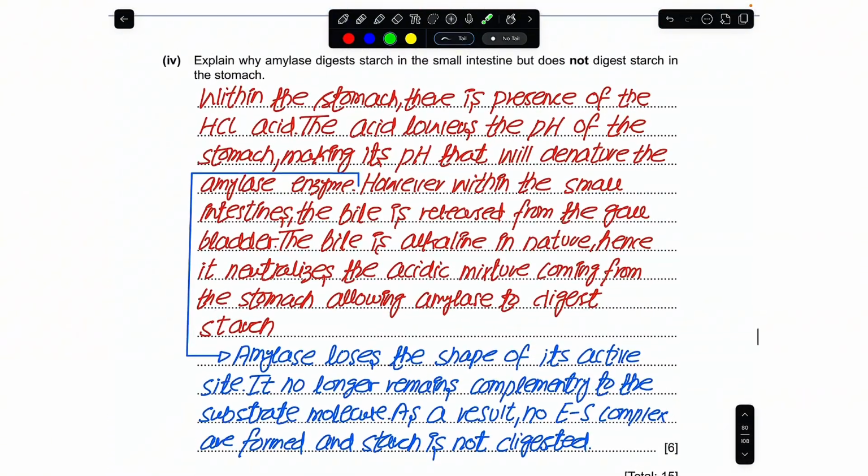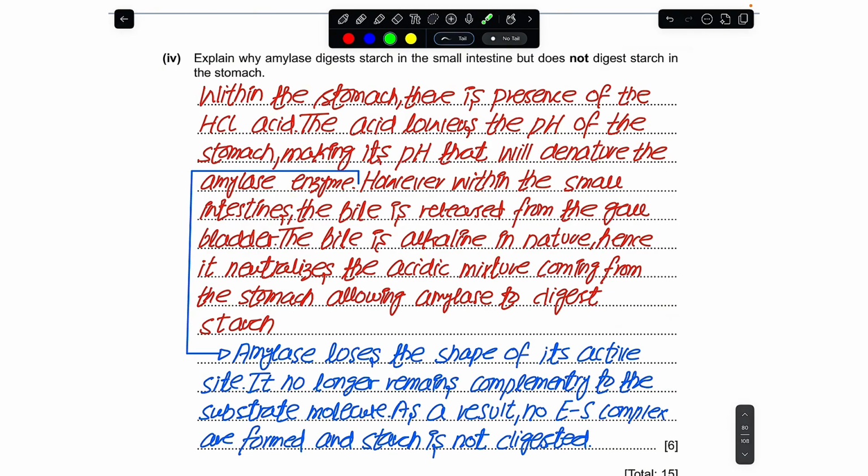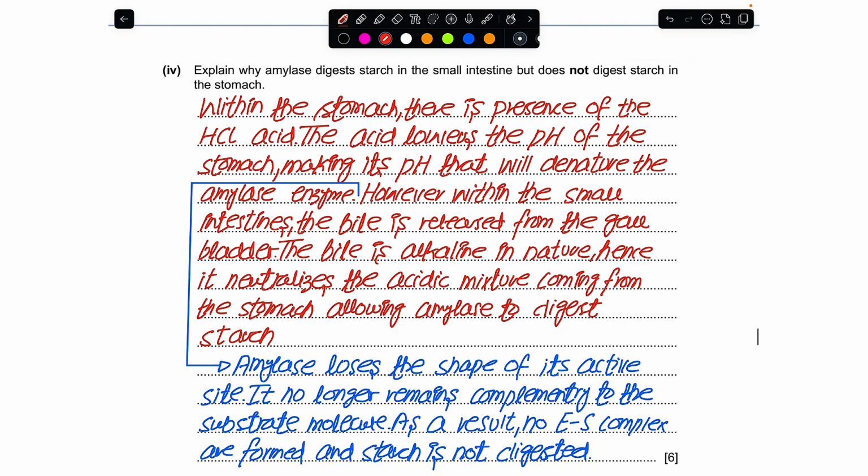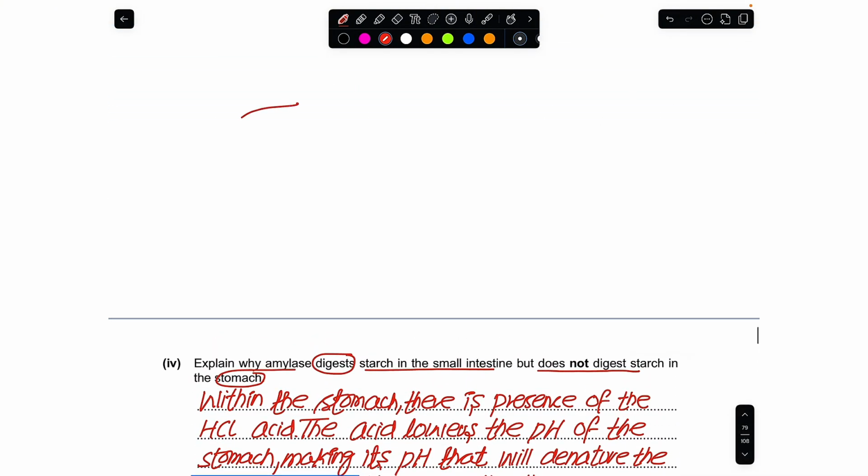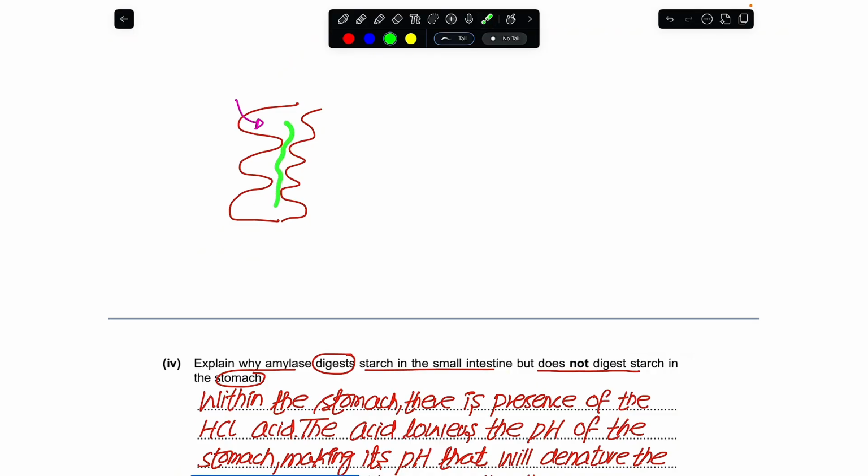If we come to the fourth part of the question, for a total of 6 marks, this was a little technical but very easy. They asked why the amylase digests starch in the small intestine but does not digest starch in the stomach. So there were two approaches to the answer. Now, what we know is that in the small intestine, if we are digesting starch, the enzyme for it would be pancreatic amylase. The pancreatic amylase basically prefers an alkaline pH.